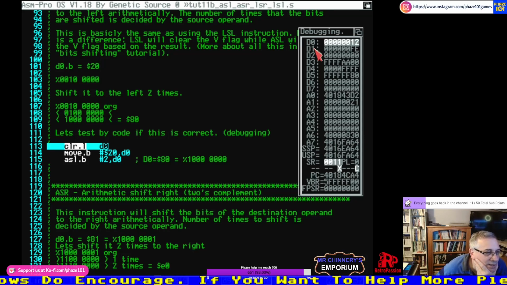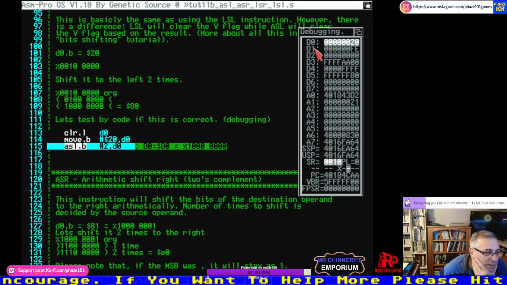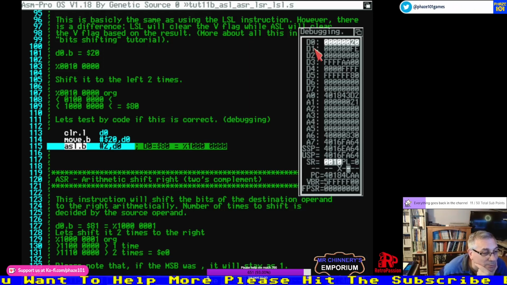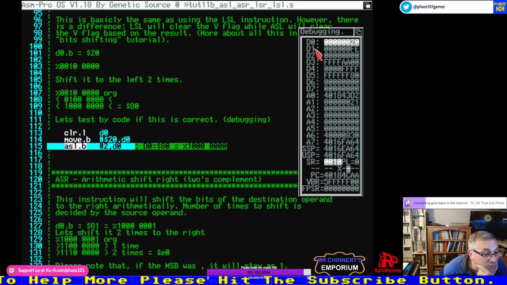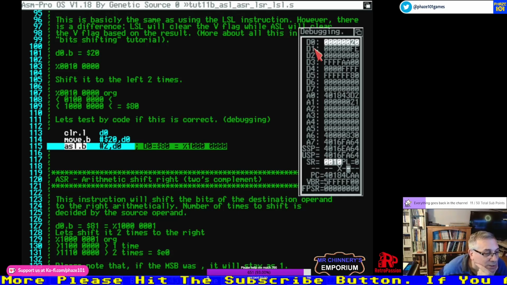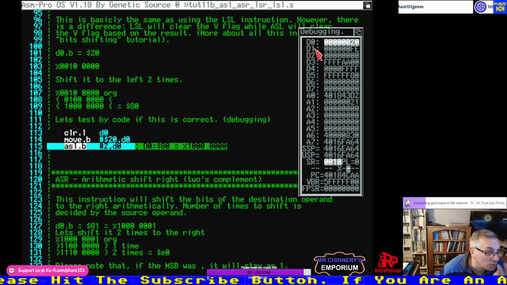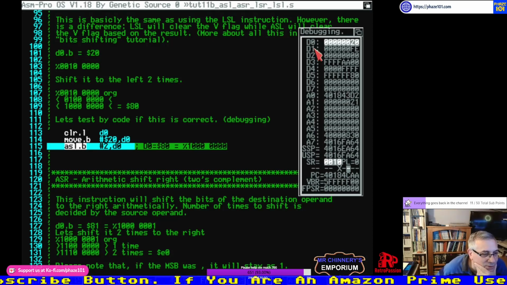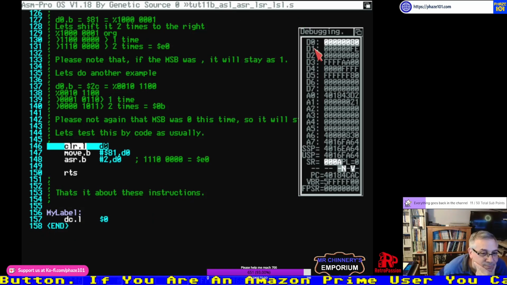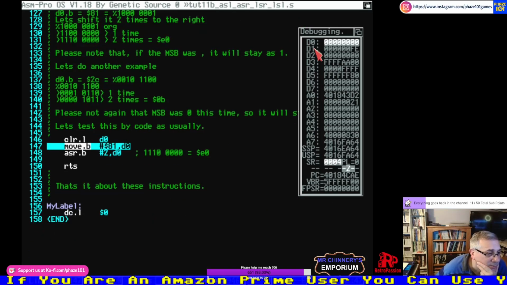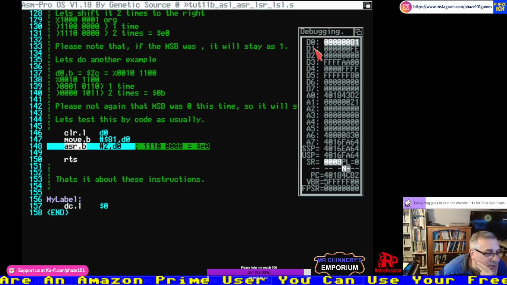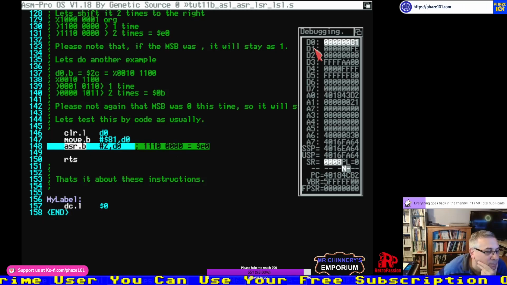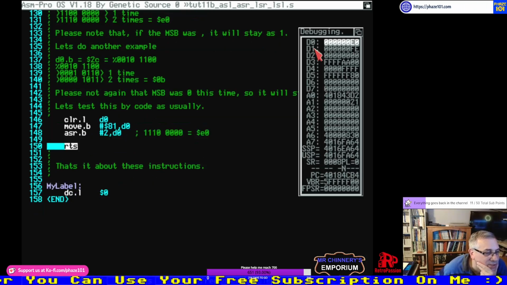So clear the 0, we move 20 into the 0, and arithmetic shift left this time. So the number is treated as signed by 2 what is in the 0. I mean, we shift by 2, but actually we are dividing by 4, okay? That's what it means. We're clearing the 0, we're moving 81 into the 0, and we are doing arithmetic shift right by 2 shifts into the 0.